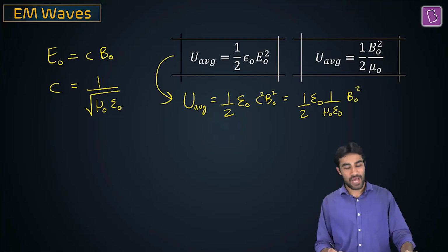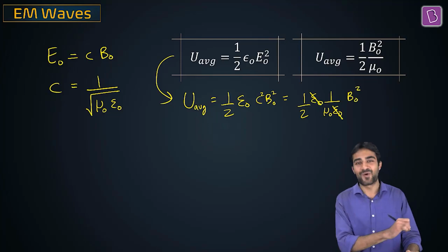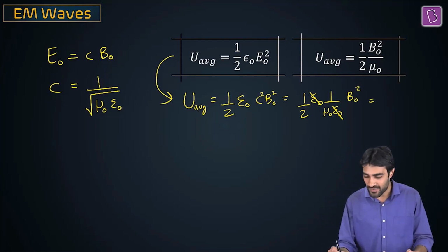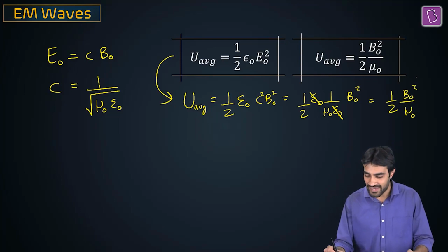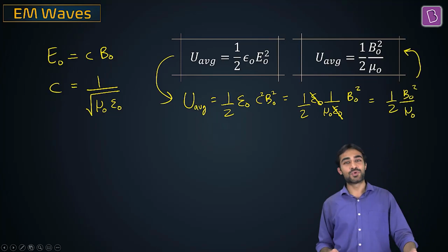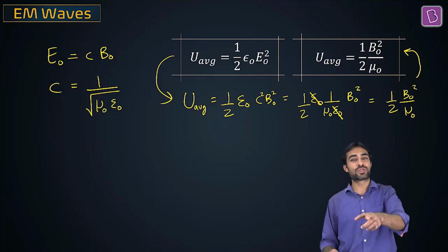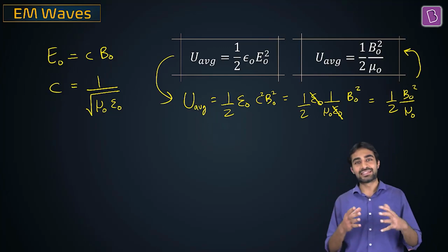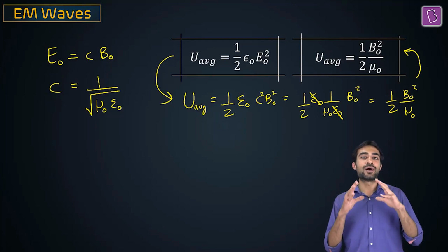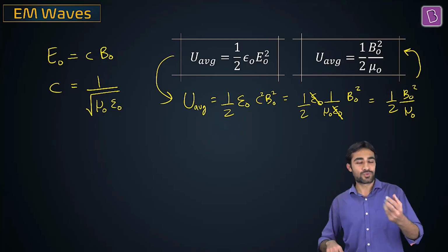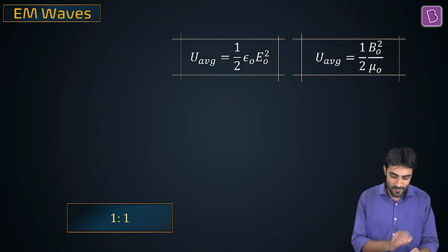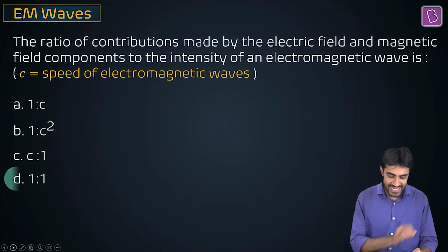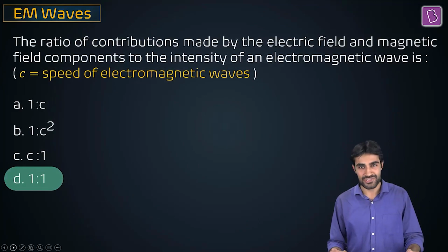Now something will get cancelled out. Epsilon naught cancels out. Wow. And what are we left with? We are left with half B naught square divided by mu naught. This is exactly equal to the energy density due to magnetic field. So the contribution to the energy density is similar, and the contribution to the intensity will also be similar. So the ratio of contribution is nothing but 1:1. That's great. Now we can go and mark option D as the right answer for our question.